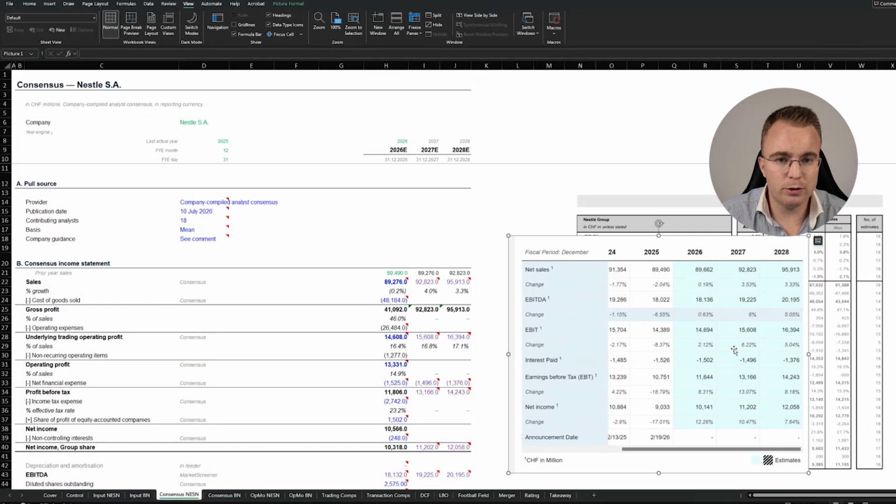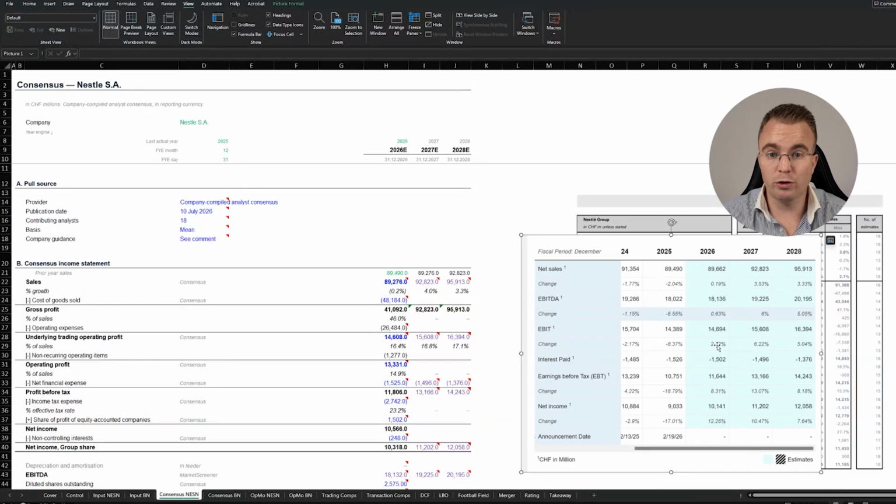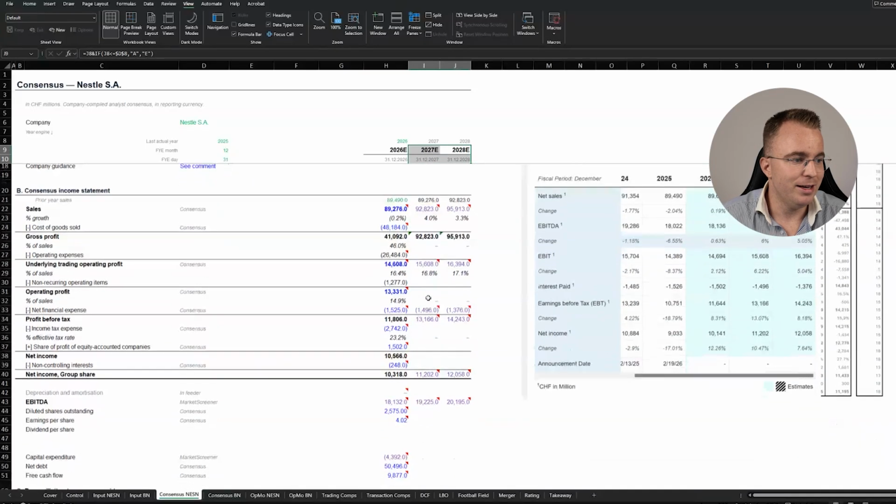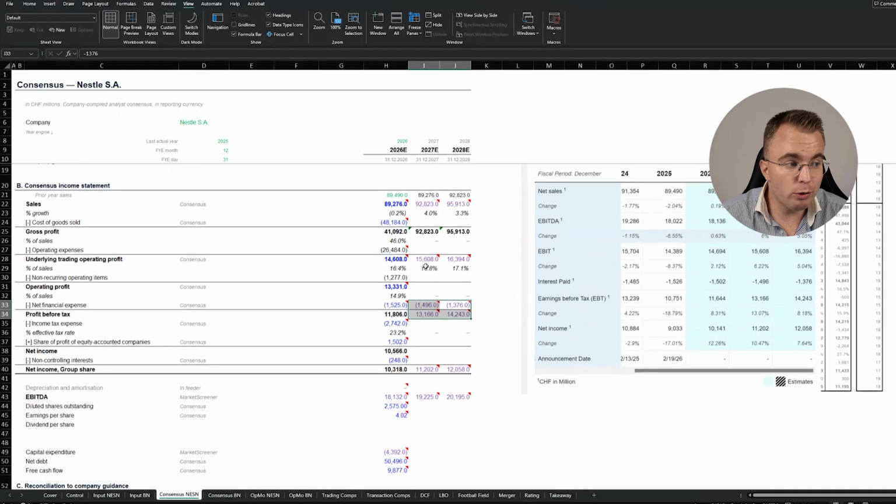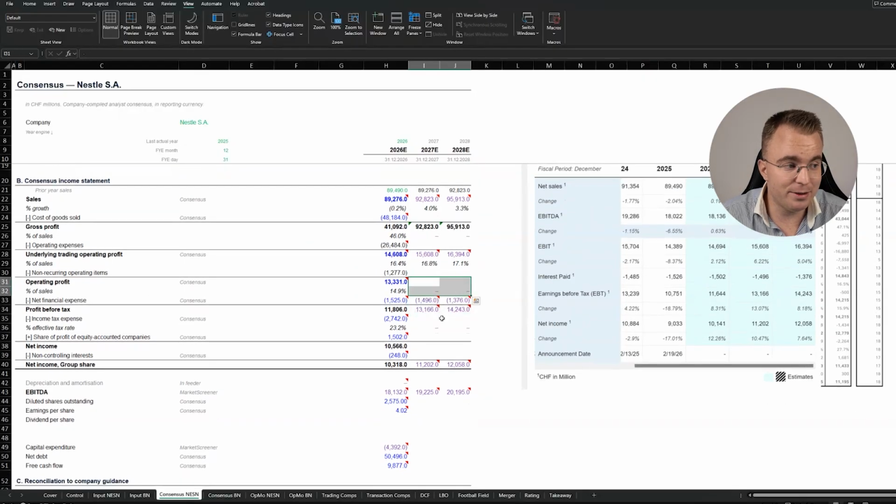And here, this is a screenshot from Market Screener. It's publicly available for huge companies like this and free. But if you're working at an investment bank, of course, you use Bloomberg, FactSet, Capital IQ, which is much more accurate. And you can easily refresh these things. But for these simple purposes, we will use this. Again, we manually plug them, 92,823, 95,913 for 27, 28. And whatever we have, there's not always availability on every single line item, but whatever we have, we plug it into the model. So we have it all in one structured place.